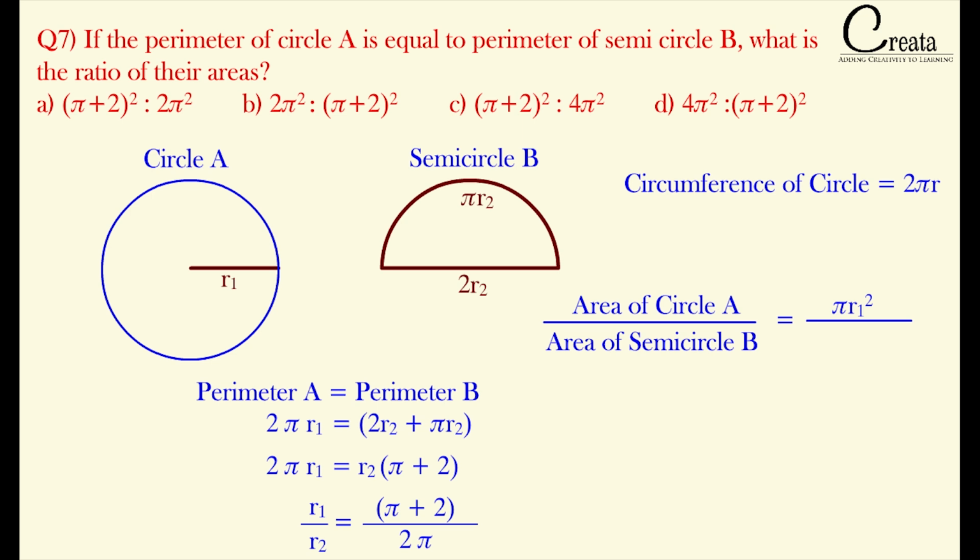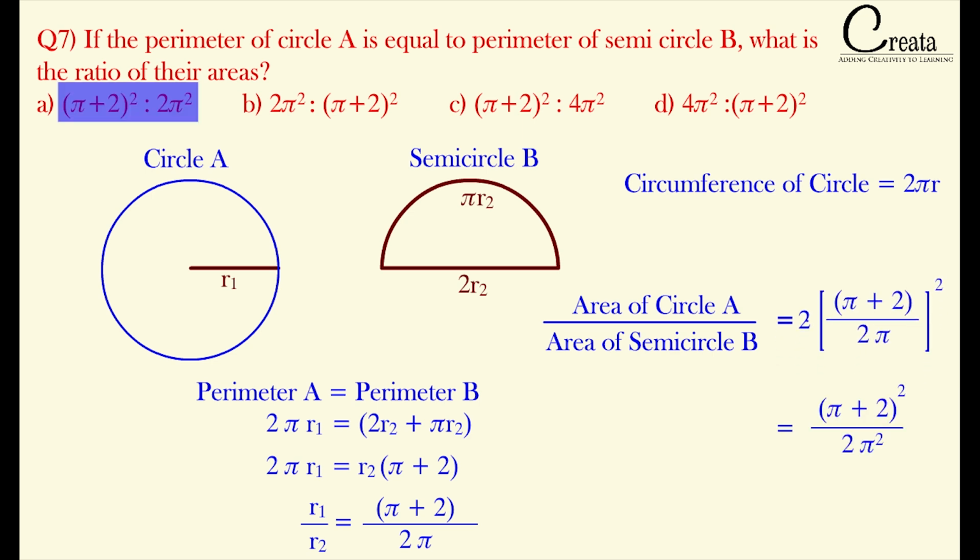Moving further, the area of the semicircle will be equal to half of the area of the circle. That is, the area of the semicircle B will be equal to pi r2 square upon 2. Okay, got it? The area of the complete circle is pi r square and the area of the semicircle will be half of the complete circle, that is pi r square upon 2. And we know r1 upon r2 is equal to (pi plus 2) upon 2 pi. On putting the value and solving, we got the ratio as (pi plus 2) whole square is to 2 pi square. Okay, that is the answer of the question.